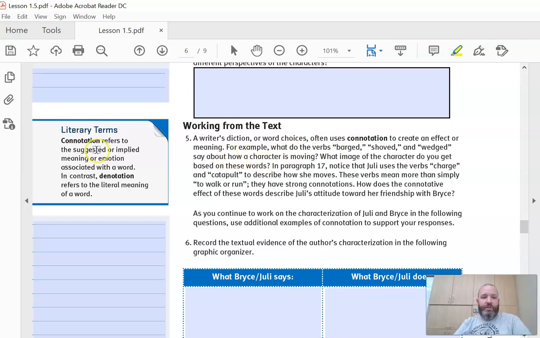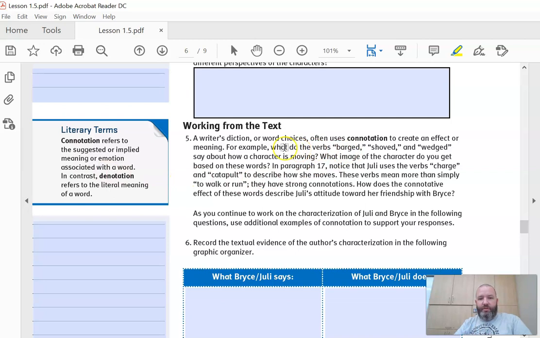Okay, so there's a dictionary definition over here. Connotation refers to the suggested or implied meaning or emotion associated with the word. In contrast, denotation refers to the literal meaning of a word. The way I like to remember these is denotation starts with a D, and that is the dictionary definition. Connotation is the meaning behind those words.